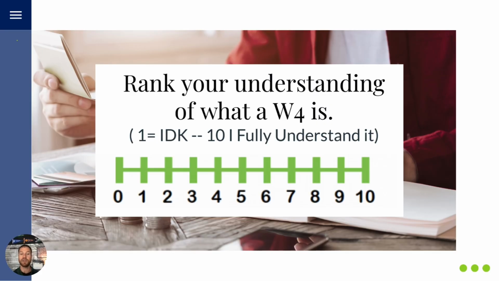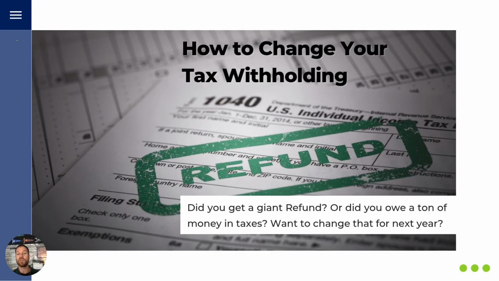We then talk about the understanding of what a W-4 is. That W-4 is the form that you will need in order to change how much tax is being withheld. And the way that we change your tax withholding is by updating a W-4 with your employer and saying, hey, I need either more money or less money taken out of each one of my paychecks to set aside money for taxes. So if you got a giant refund, or did you owe a ton of money in taxes the year before, do you want to change that? Do you want to adjust it to where that's not the case each year?